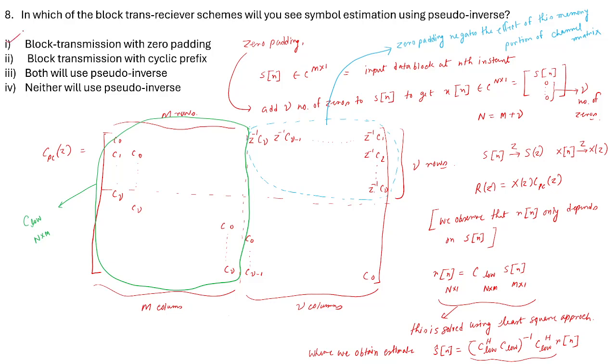So therefore the first option is correct. For an objective type question you just need to know that block transmission with zero padding needs the pseudo inverse of this effective channel matrix for symbol estimation. However, these are the details of how things are happening underneath, so this might help in visualizing things.